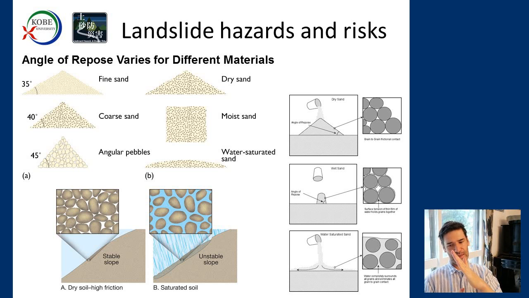If the angle is like that much and then you lower that angle, no movement will occur. And that's what you see here on that slide. So that's what you see with fine sand. For fine sand, the repose angle is 35 degrees, coarse sand 40 degrees, and pebbles 45 degrees. And if you add water to that, then your angle will change. And usually for dry sand and moist sand, the angle will be much higher.